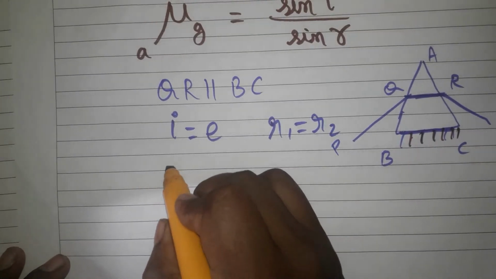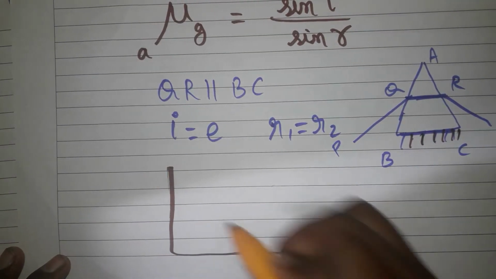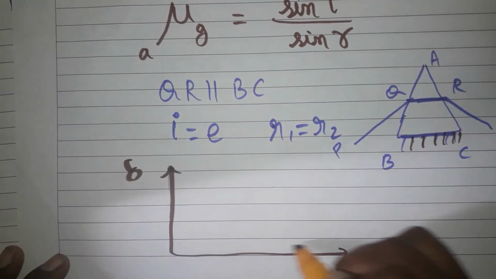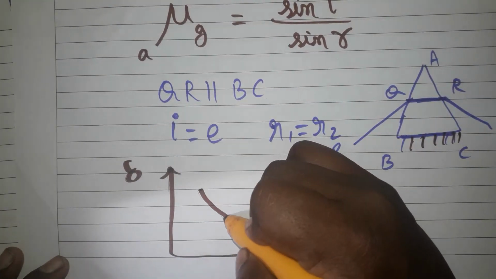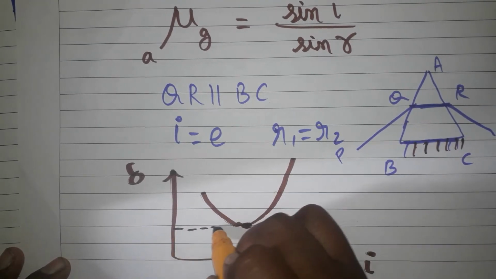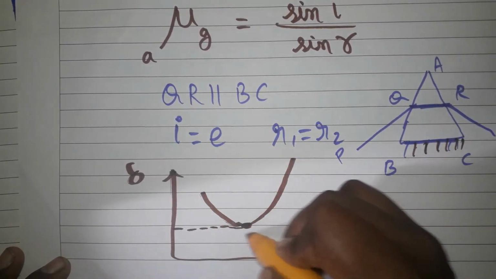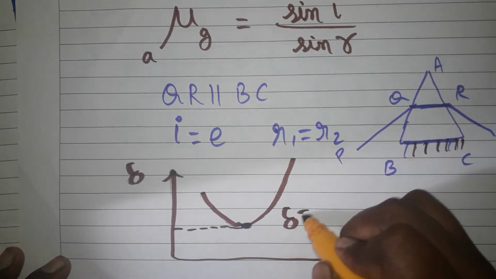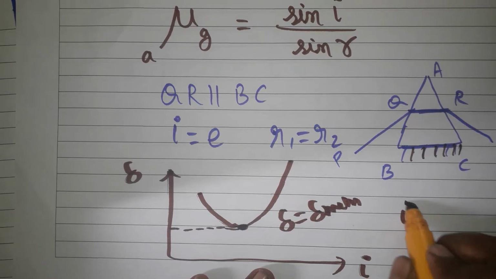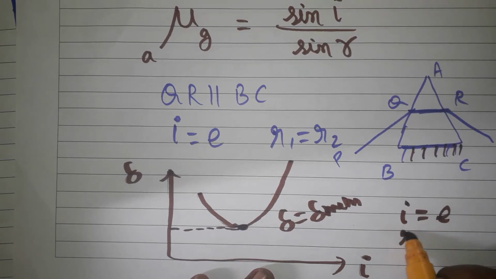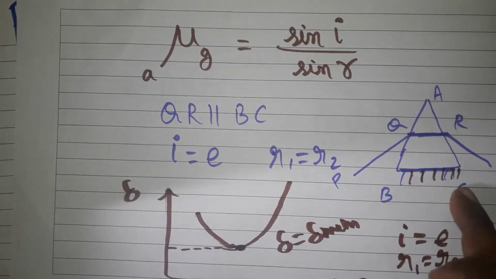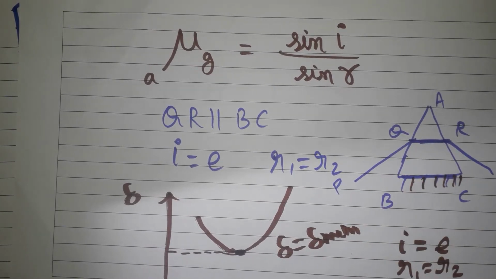Now that is the time of our deviation. If you draw incident angle versus deviation, and keep on increasing the incident angle, first the deviation will decrease, then the deviation will increase. The deviation becomes a minimum deviation. When the deviation becomes minimum, I is equal to E, R1 is equal to R2, and at the same time QR becomes parallel to BC. This condition will get satisfied.